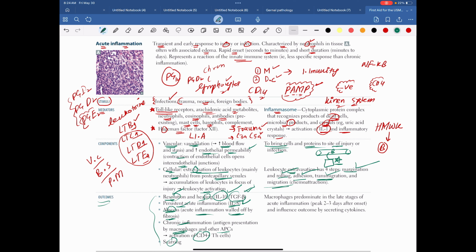Then they mention here that macrophages predominate in the late stages of acute inflammation, peak around 2 to 3 days after the onset, and influence outcome by secreting cytokines. So what is the meaning of this line? Basically, when inflammation is going to occur, in the early response of acute inflammation you will see the neutrophils, but after 2-3 days or 4 days, you will see the macrophages at the site of acute inflammation, and they are going to influence the outcome by secreting different kinds of cytokines. Like when the macrophages come, they are going to produce different kinds of cytokines. So that's all about the acute inflammation.